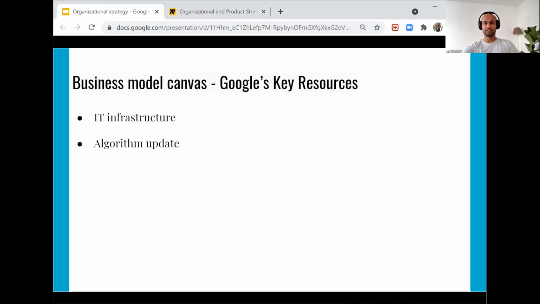And they also want to have an algorithm update because they want to stay on top of their game to keep innovating in the search industry, right? So they want to maintain their algorithms for things like voice, for things like image, for things like text-based search, to make sure that they offer all these different new options to the customers that are looking for it.